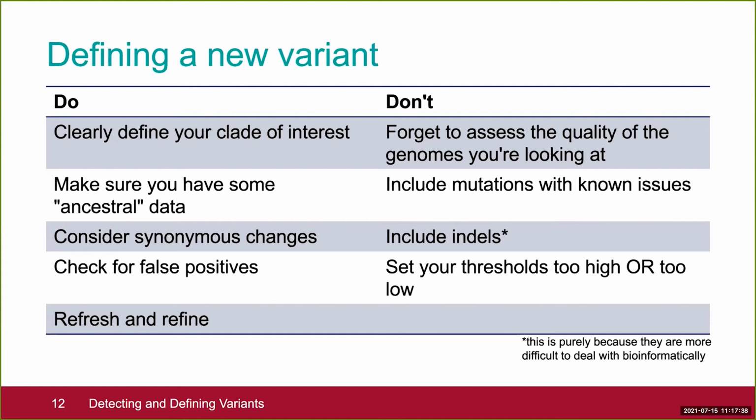And then don't set your thresholds too high or too low. That, again, comes back to your refreshing and refining. If you are consistently looking at the cloud surrounding your definition, and at what you're calling as the variant and whether that's appropriate, you can get to an appropriate threshold. And that comes with experience as well. When we first defined Alpha and Beta, it was the blind leading the blind, because we'd never done it before. So we did the best we could and have had to refine that over time.